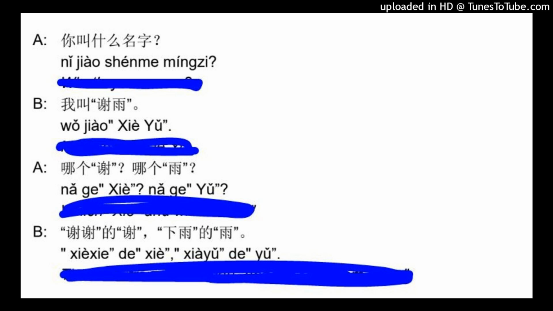Right, 你, N-I, third tone. 你. Okay, so that's you. And then it's followed by the verb, right? 叫, J-I-A-O, fourth tone. So 叫 means to be called or to call. That's right. So literally in Chinese, you say you to be called what name?